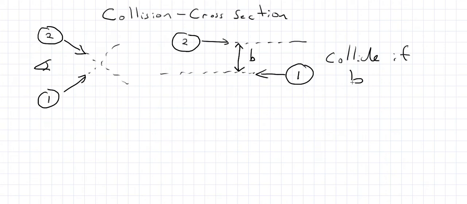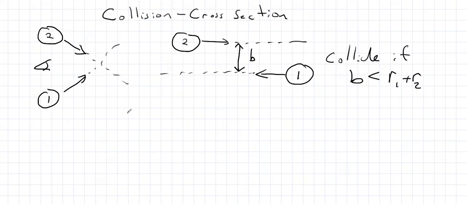if B is less than the sum of the radii, right? If these are little dots and B is big, they're just going to cross like this without colliding. And this is true if the molecules don't attract each other. If they attract each other, their paths will be curved and they'll draw each other in. So what we're doing here in this simple collision theory is we're assuming that they're ideal gases, which means they're going to have straight paths until they collide.